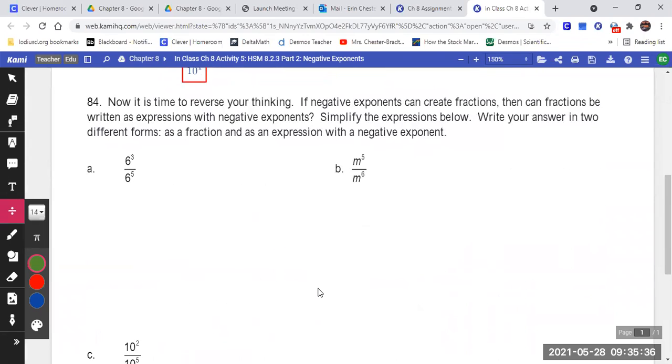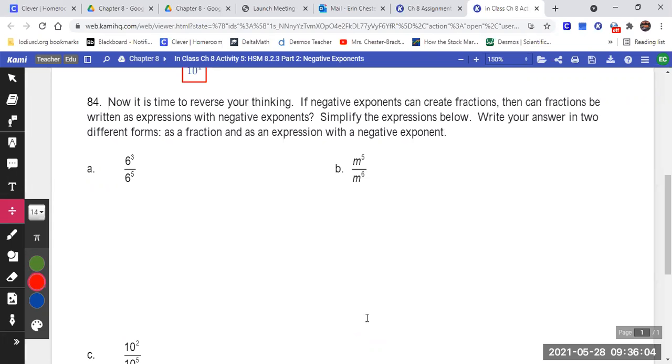Now we're going to think in reverse. Okay. If a negative exponent can create a fraction, then a fraction can be written as a negative exponent. So simplify the expressions. Write your answer in two different forms, as a fraction and as an expression with a negative exponent.